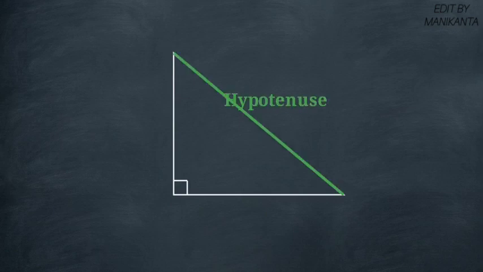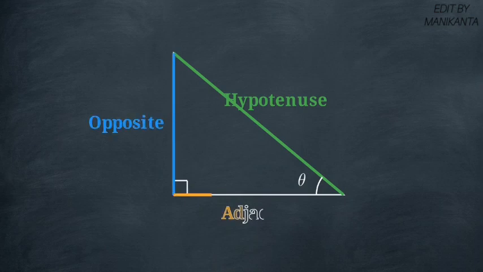Next, find your reference angle, theta. The side directly across from it is the opposite side. That leaves the bottom line, right next to our angle. We call this the adjacent side.